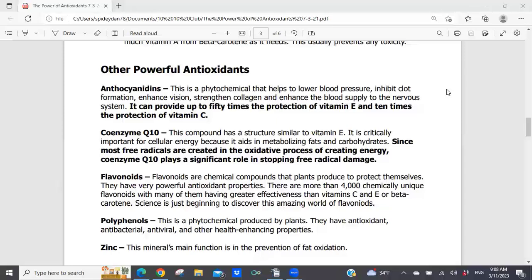And then flavonoids, again, chemical compounds that come from plants, and polyphenols, which again, chemical compounds that come from plants. Zinc, a mineral, is also extremely important as a very powerful antioxidant. Plus, zinc is necessary for about 300 different enzymatic processes that go on in your body. So zinc is just a key mineral that you need to make sure that you're consuming enough of.